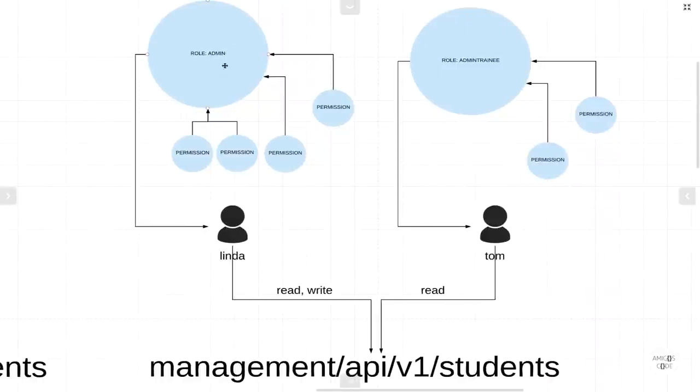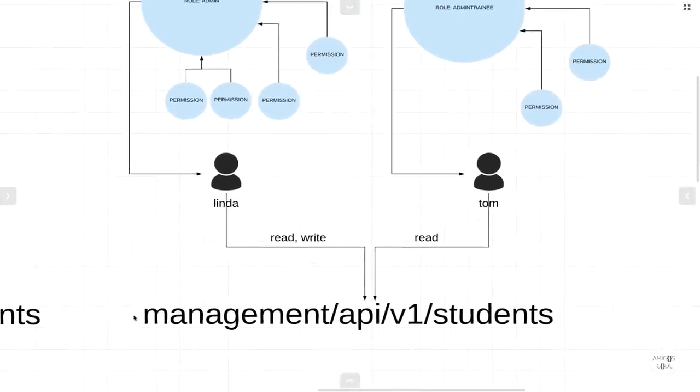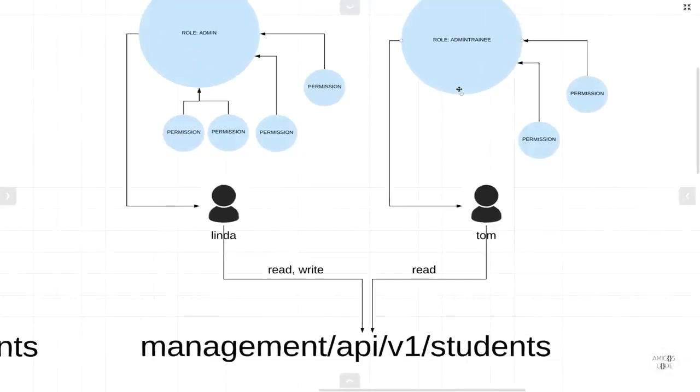So currently we have this role admin and it's assigned to Linda. And we are going to create a second role called admin trainee. And basically they will be able to access this API right here, management/api/v1/students. So the difference here is that Linda will be able to read and write on this API, but Tom, because he's a trainee, will only be able to read students from this API. So let's go ahead and first create the user and then define the actual API.